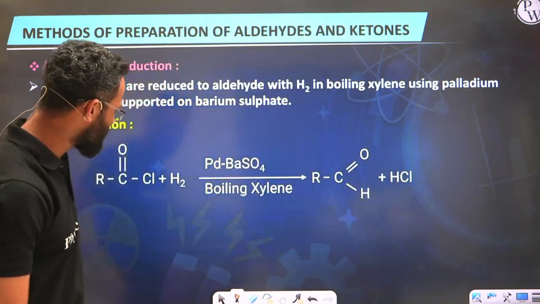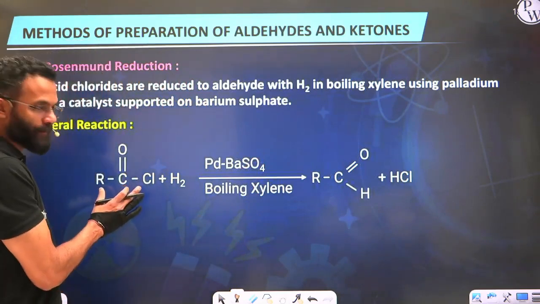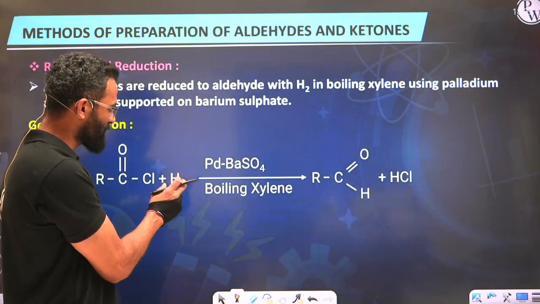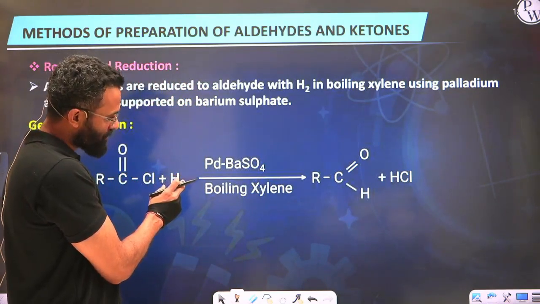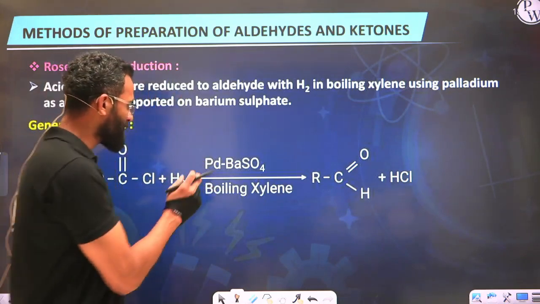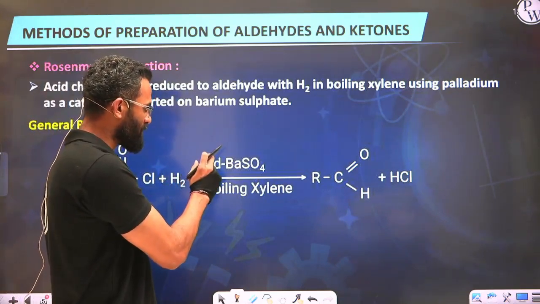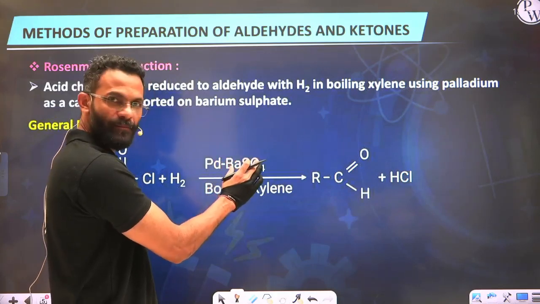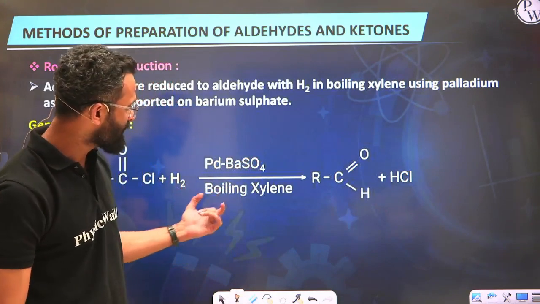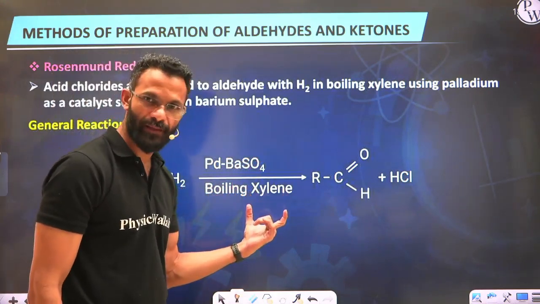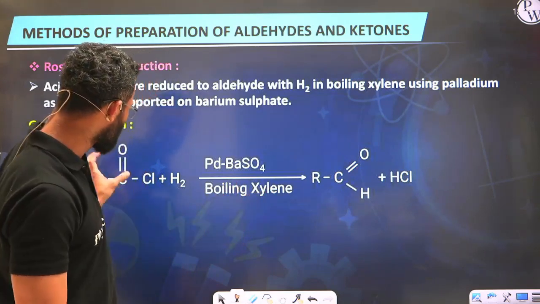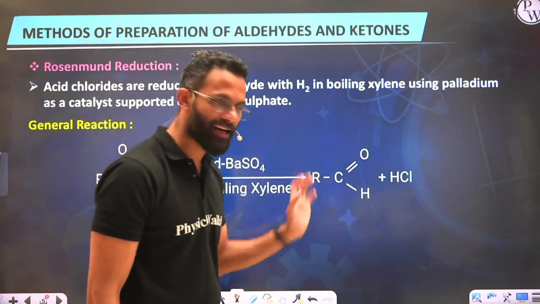So what Rosenmund reduction says: acid chlorides are allowed to react with passage of hydrogen gas in the presence of a special type of catalyst, that is palladium metal deposited over barium sulfate. Sometimes you will find it in the presence of sulfur or quinoline, in boiling xylene as the solvent. Xylene is basically dimethylbenzene, which is used as a solvent, and this converts the acid chloride into aldehyde.